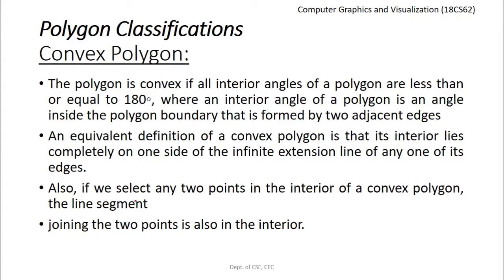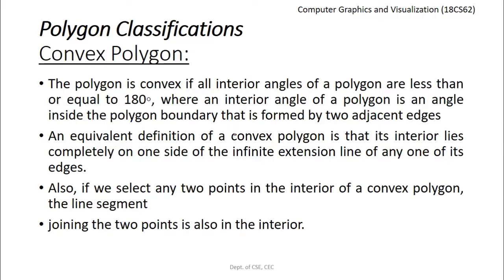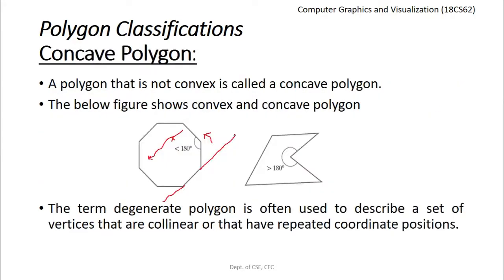So what is a convex polygon? A convex polygon is a polygon where all the interior angles are less than or equal to 180 degrees, where an interior angle of a polygon is an angle inside the polygon boundary that is formed by two adjacent edges. We check that condition here, and it is found to be true. So the first condition is true for this particular convex polygon. Also, if the interior of a polygon lies completely on one side of the infinite extension line of any of its edges, we call it a convex polygon.